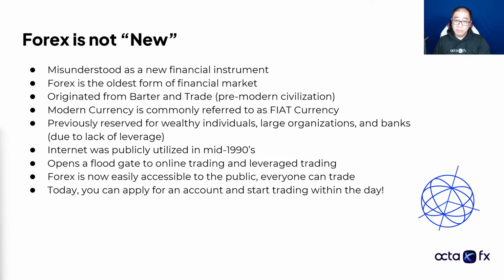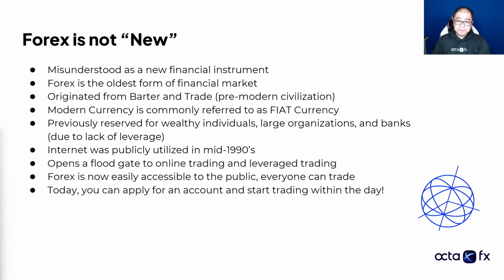It's been around, I believe fiat currency was used in 600 AD in China. So it's been around for a long time. Before currencies even existed, it actually originated from barter and trade. So bartering and trading, and then it evolved into foreign exchange. But modern currency is commonly referred to as fiat currency.